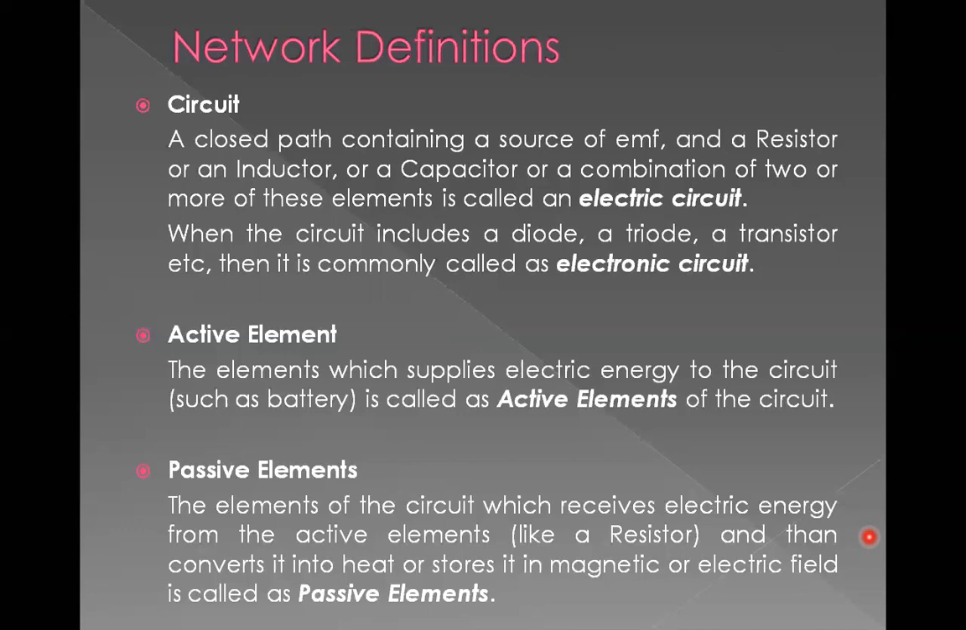Last class we have seen active elements. So once again I'm just defining the active elements. The elements which supply electric energy to the circuit, such as battery, or we have seen examples of thyristor, diode, transistors, and integrated chips, were the examples for the active elements. So the elements which supply electric energy to the circuit are called active elements of the circuit.